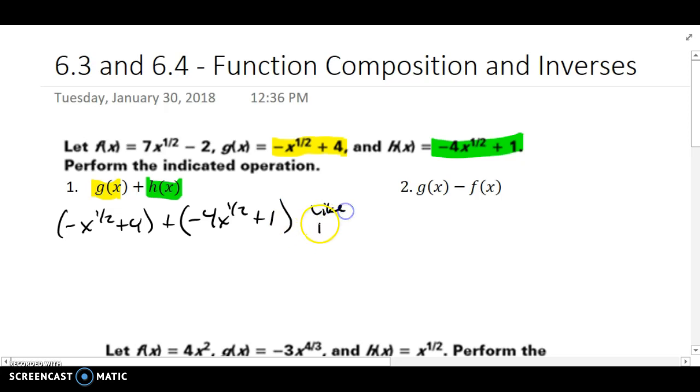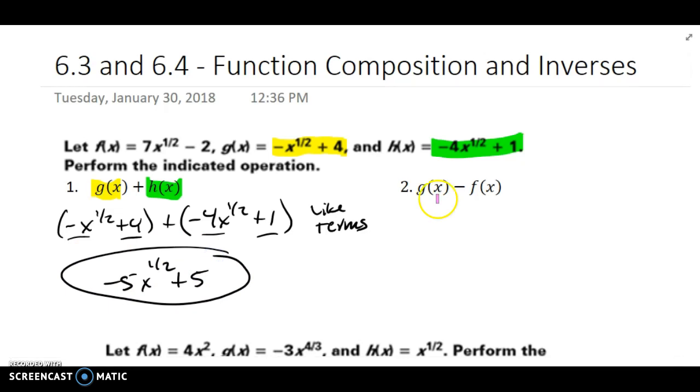So these are like terms, that is because we are adding. There's two like terms, negative 1 and negative 4, which make negative 5x to the 1/2. And then we have these numbers, so 4 and 1 make 5.